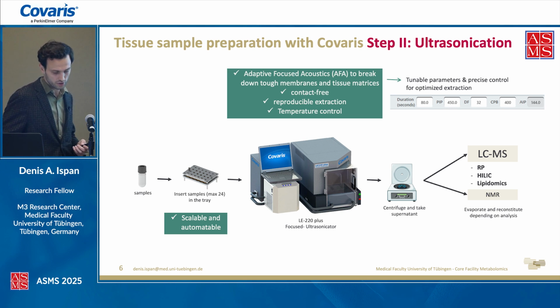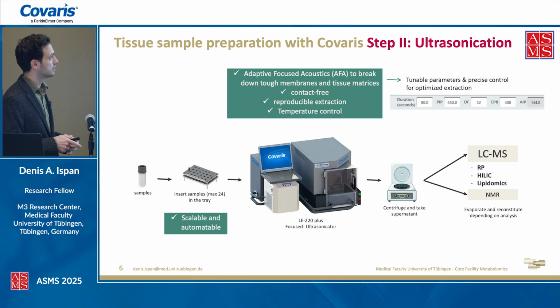The ultrasonicator provides efficient, cold, at minimum 6 degrees Celsius, and contact-free extraction, with very precise control over several parameters that you can optimize. These are key factors for consistency across the samples. Once the sonication is complete, which for our method is about 3 minutes per row, we then centrifuge, dry, and reconstitute the samples for LC-MS analysis.